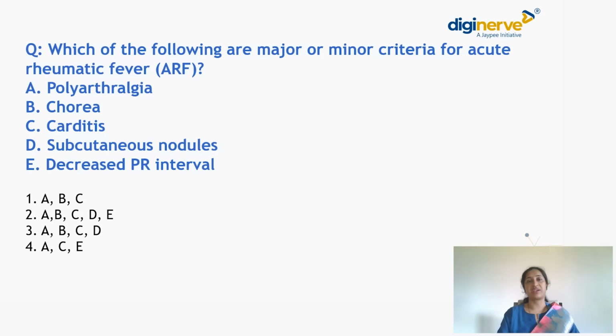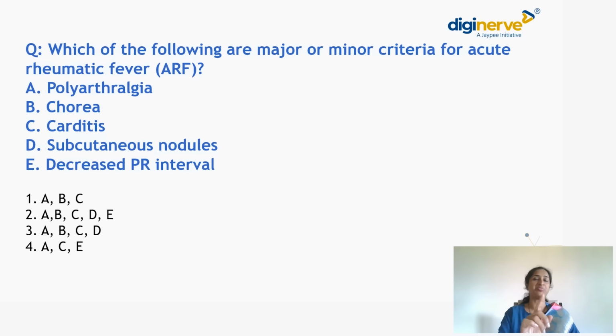So which are the major criteria? This you all should be able to tell me like the back of your hand, because you're studying it for so long, even in medicine. Polyarthralgia, yes. Chorea, yes. Carditis, yes. Even pancarditis is okay. Subcutaneous nodules, yes. So all these are major criteria for rheumatic fever.